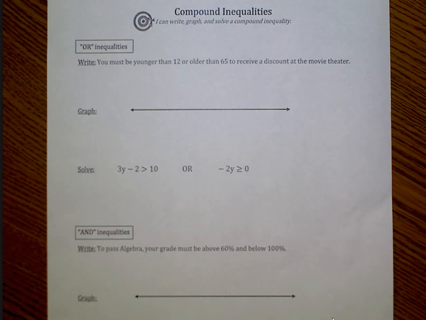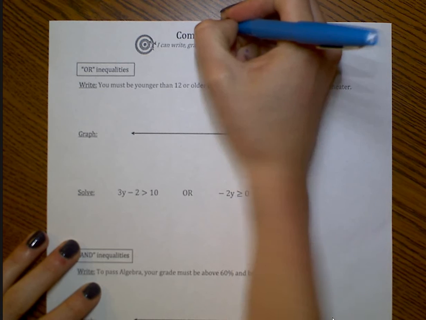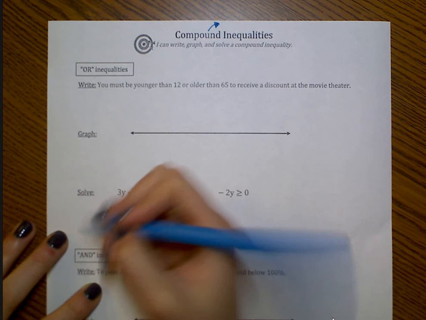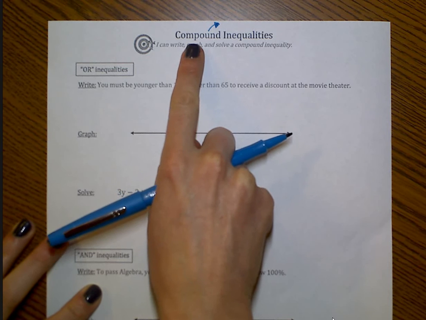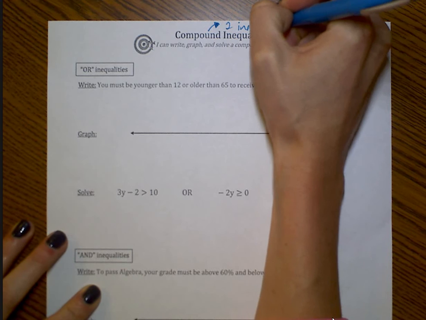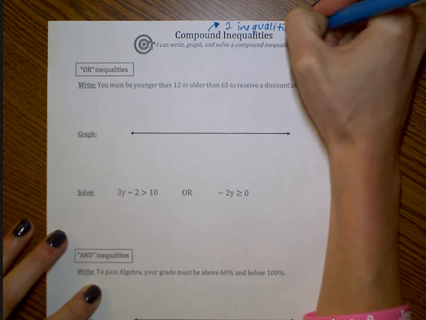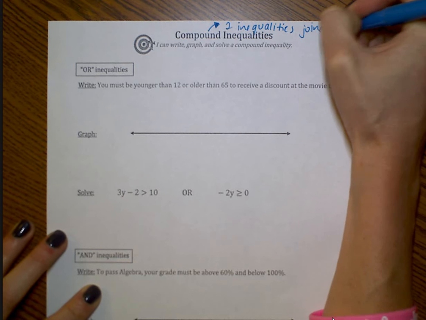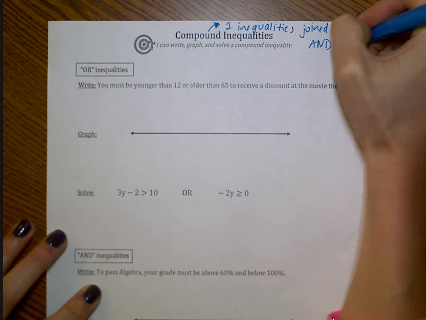We're looking at compound inequalities today, and before we start, we're going to make a note at the top about what a compound inequality actually is. If you see that word compound, all that means is we're looking at problems that have two inequalities in one. I'm going to say it's two inequalities that are joined by and or the word or.